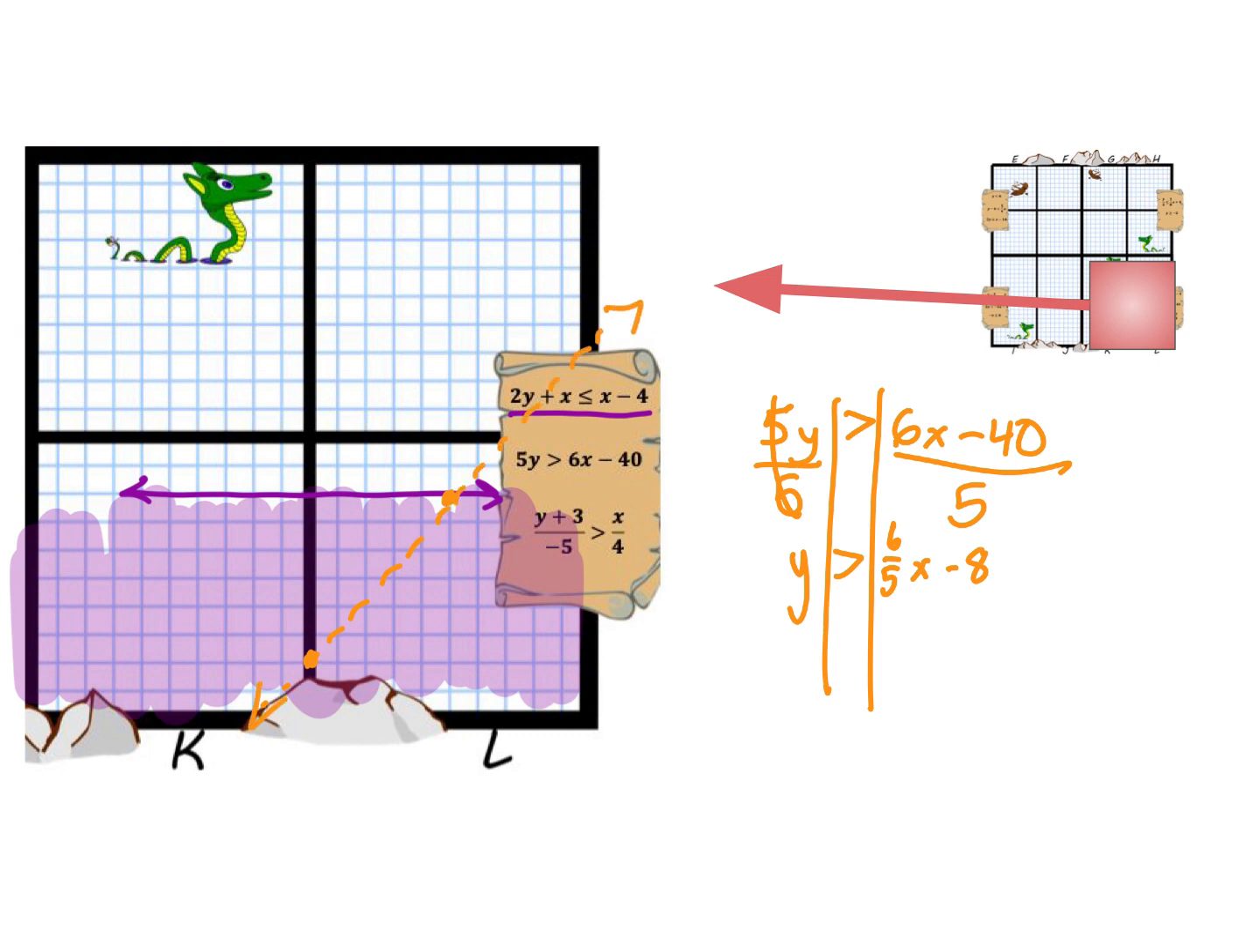And I'm going to figure out my shading. I'm going to test the point 0, 0. Plug in a 0 here, that's a 0. Plug in a 0 here, that becomes 0. So I have negative 8 on this side. Is 0 greater than negative 8? It is. So I'm going to shade everything on the side that says 0, 0. So that's almost my entire thing here is shaded. There we go. All right.